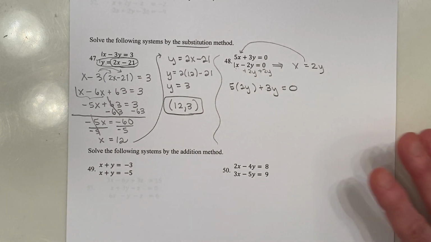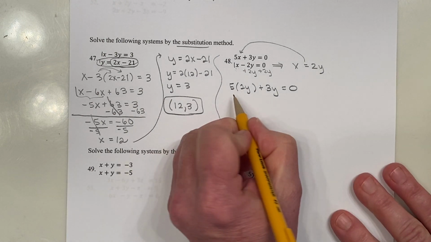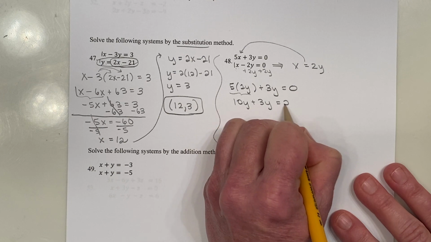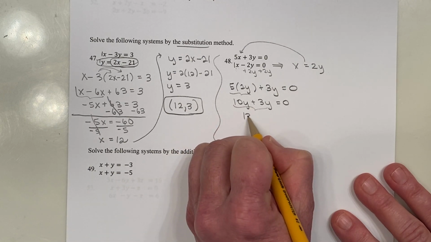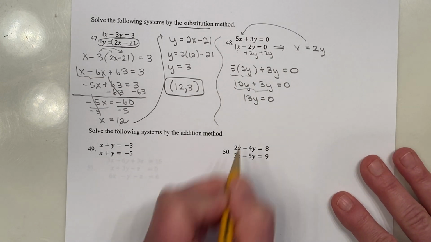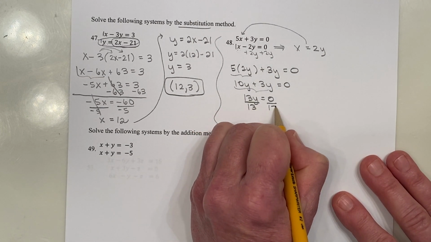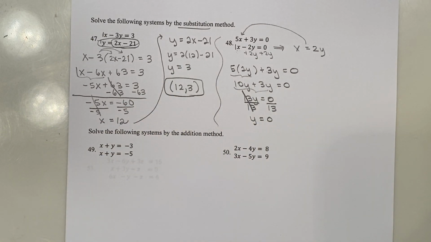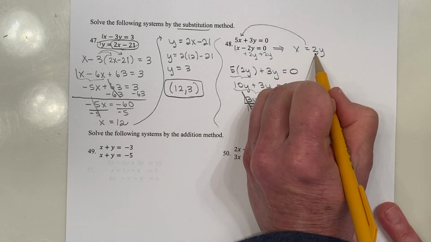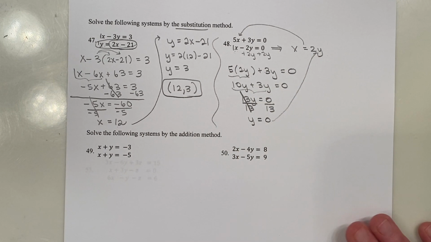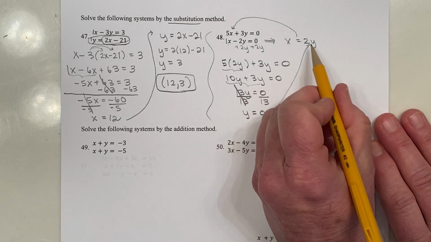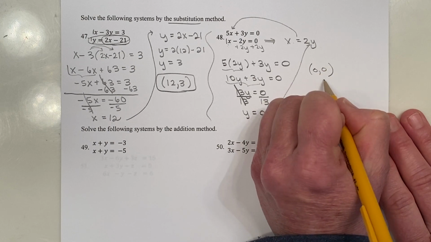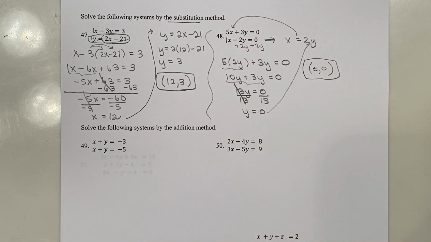And then just write down the rest of the problem. So this becomes 10y. Now I can collect these two terms. So y is 0. So that's nice because when I plug in 0 for that y, I'm going to get 2 times 0, so x is also 0. So my answer is the origin, or the ordered pair 0, 0.